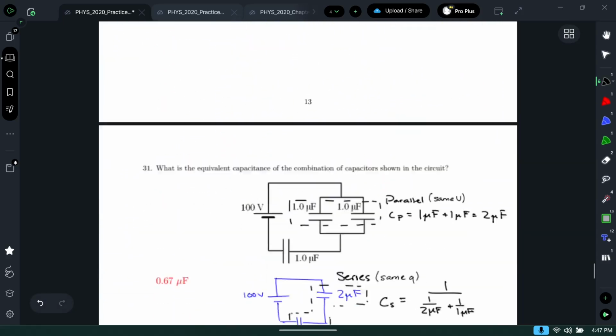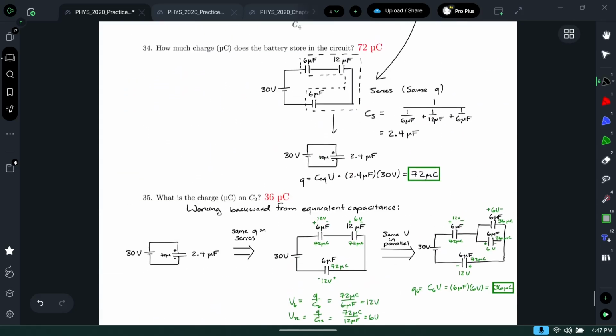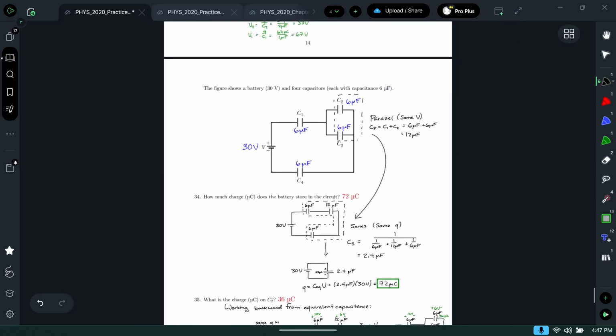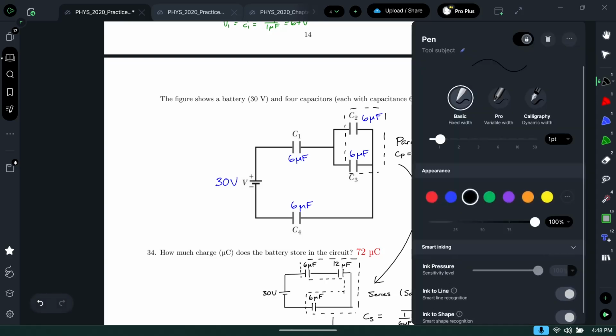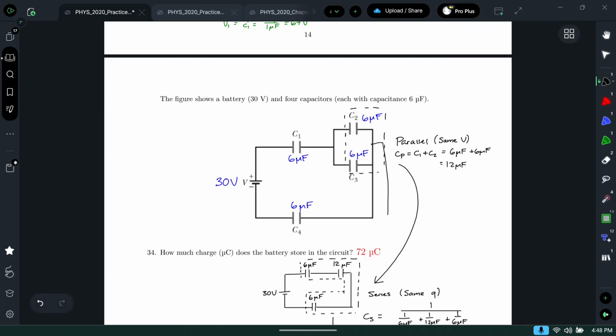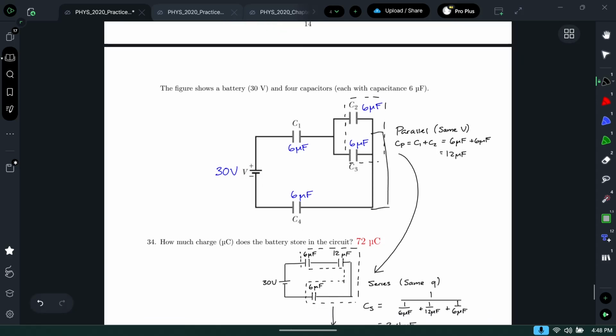And 34 and 35 is equivalent capacitance. So maybe the thing to highlight here is C2 and C3. They don't look quite like our usual parallel because we'd be used to seeing one single wire come out like this. But you can still use the pinch test.